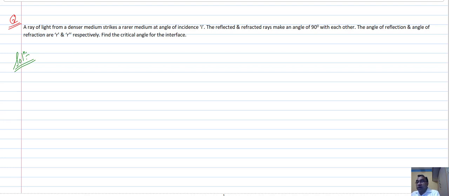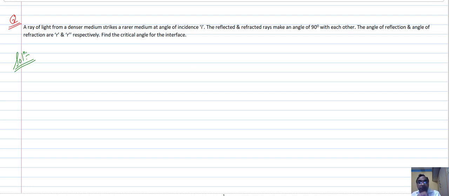Hello students, let us take one numerical which involves a reflected ray and a refracted ray at an interface, which can be solved by different methods. First of all, let us understand the question. The question reads like this: a ray of light from a denser medium strikes a rarer medium at an angle of incidence I.